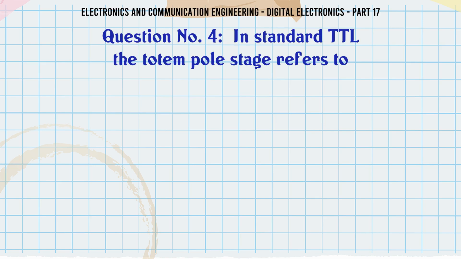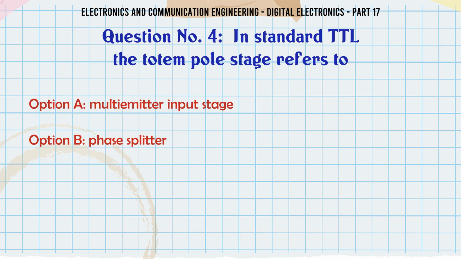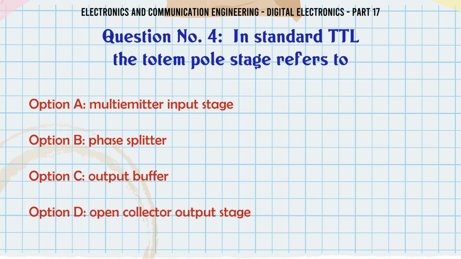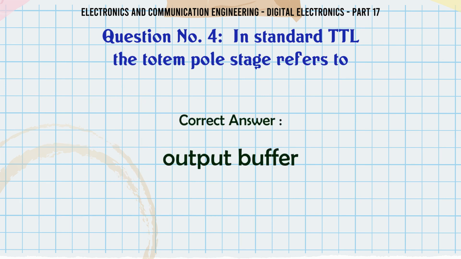The correct answer is 1010. In standard TTL, the totem pole stage refers to: A. multi-emitter input stage, B. phase splitter, C. output buffer, D. open collector output stage. The correct answer is output buffer.